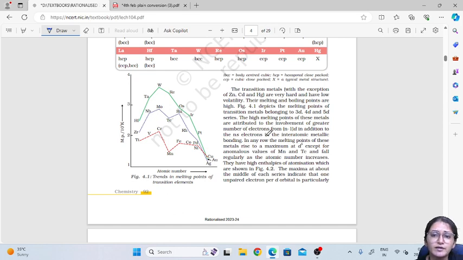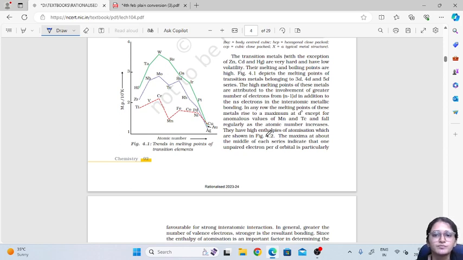Why can we see this high melting point in these transition elements? Because in transition elements we have d orbitals. So d orbitals means mostly we can see vacant electrons in the d orbitals. Vacant electrons in the d orbitals will lead to stronger bonding with other atoms, and stronger bonding means bond dissociation enthalpy will be very high. So that's why we can see high melting point and high boiling point in this type of elements.